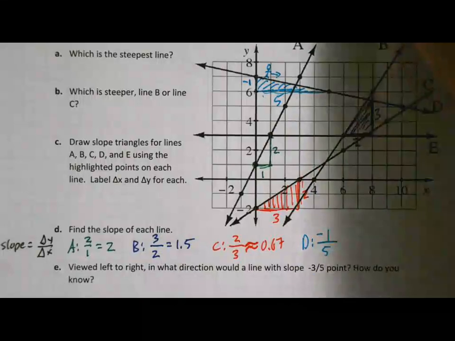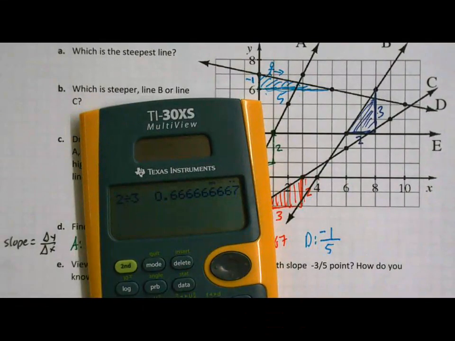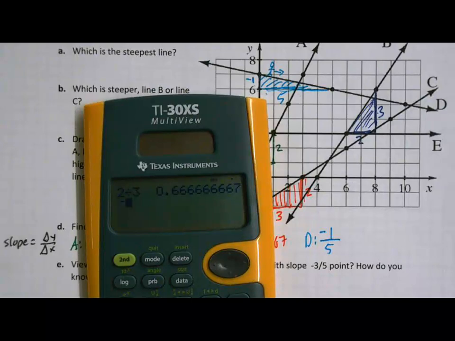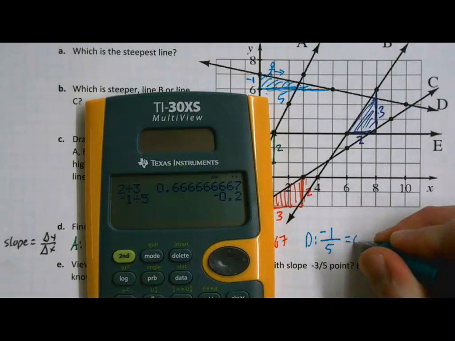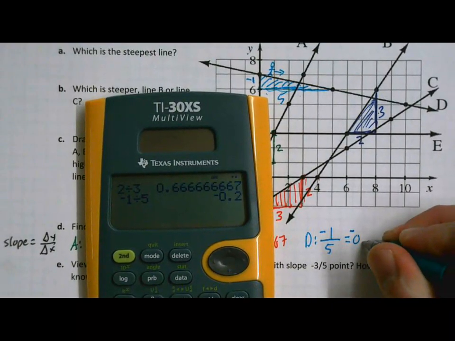Will that give us a terminating decimal? I believe it will, but let me check here. Negative 1 divided by 5 is negative 0.2. So I can use an equals because it is exactly negative 0.2.